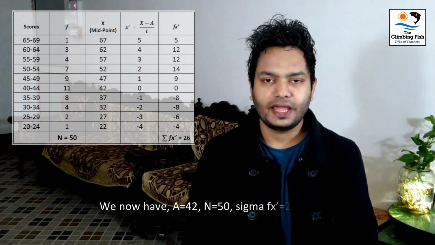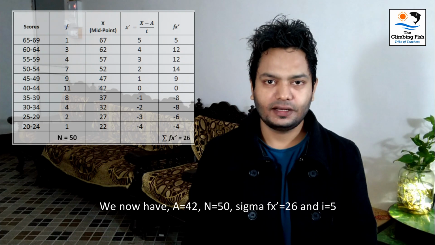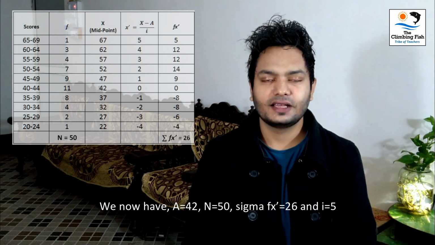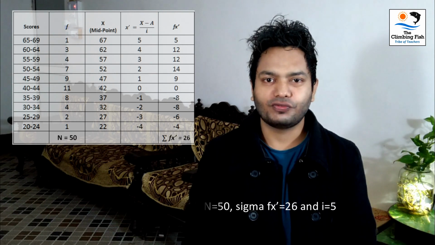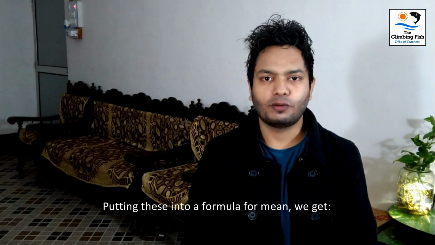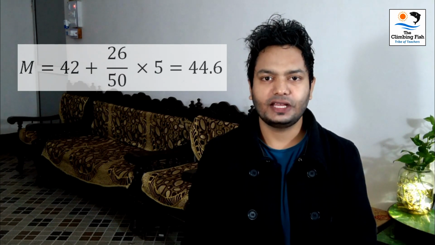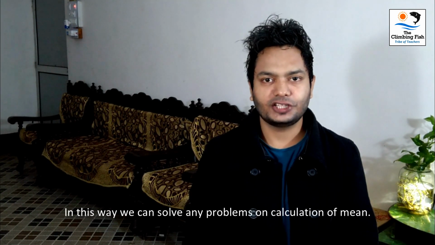We now have A is equal to 42, N is equal to 50, sigma fx dash is equal to 26 and small i is equal to 5. Putting these into the formula for mean, we get mean is equal to 42 plus 26 by 50 into 5, which comes out to be 44.6. In this way we can solve any problem on calculation of mean.